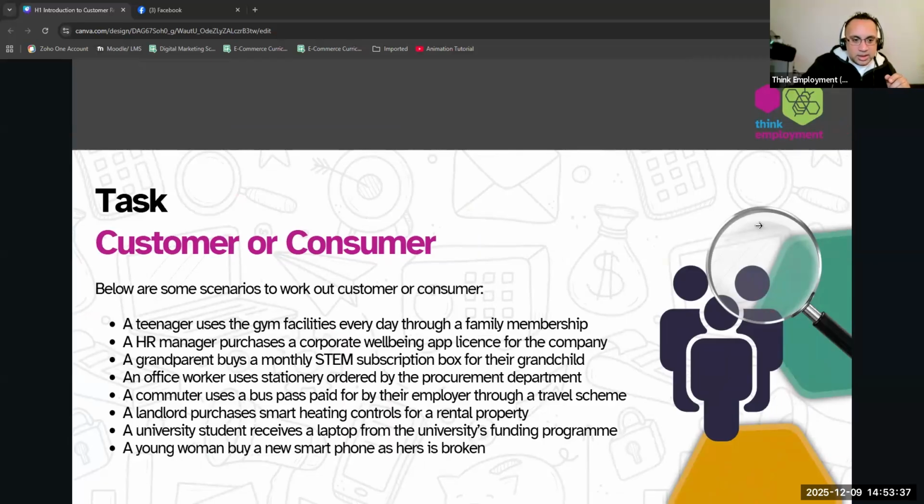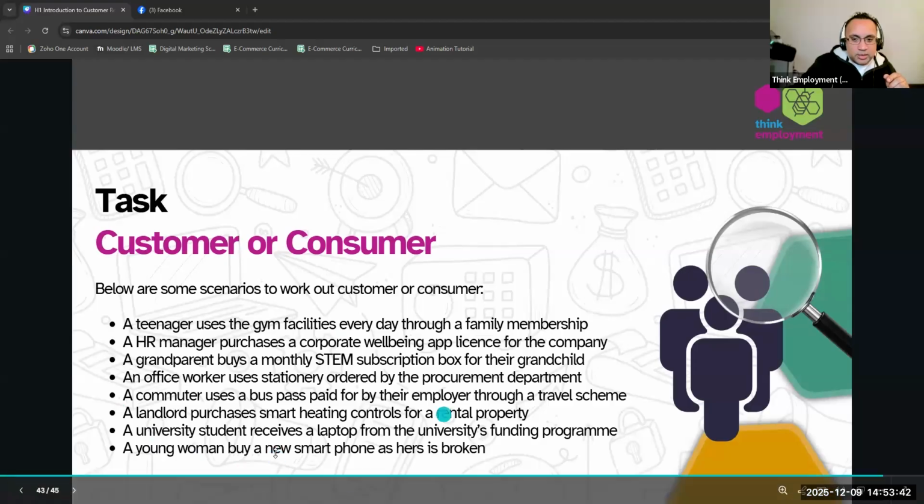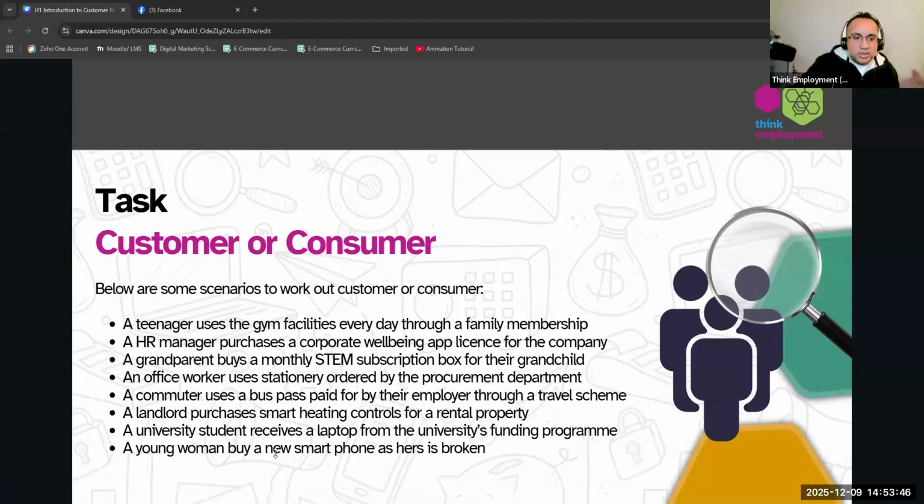I know there's no numbers here actually. Let me see. How do we do this without numbers? Well, you can count, can't you? So one, is it a customer? Number two, is it a customer or a consumer? Like this, just go down and number them and put it into the chat, just like we did before, but this time for customer or consumer.